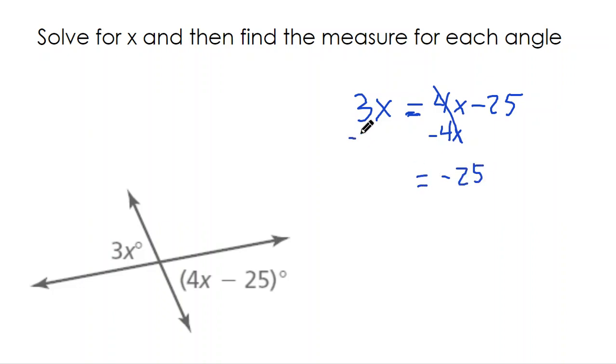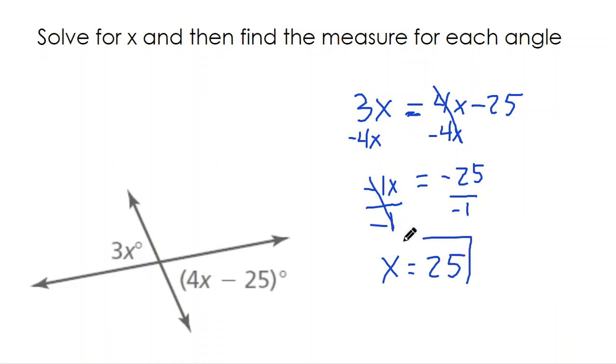And I'm going to do the same thing over here. 3x minus 4x would be negative 1x. Now I'm just left with negative 1x equals negative 25. I want to get x by itself, so I have to get rid of that negative 1. When a number's next to a variable, that means multiply, so I want to divide. I'm going to divide by negative 1 to leave me with just x, and do the same thing to the other side. Negative 25 divided by negative 1 will give me 25.